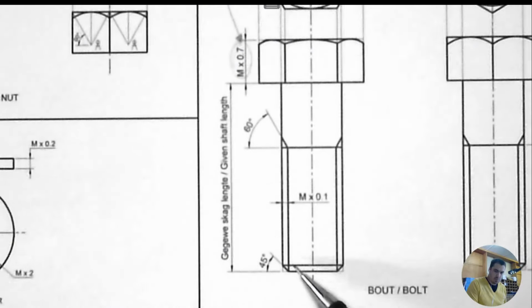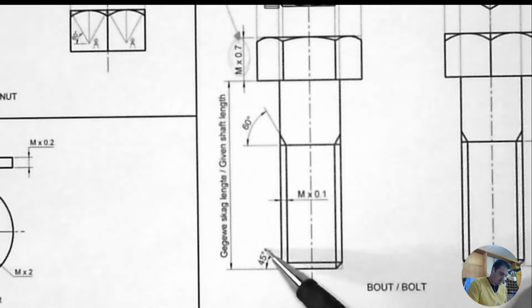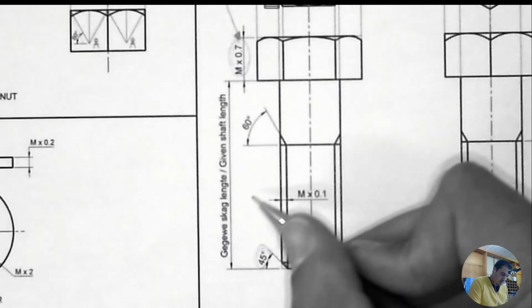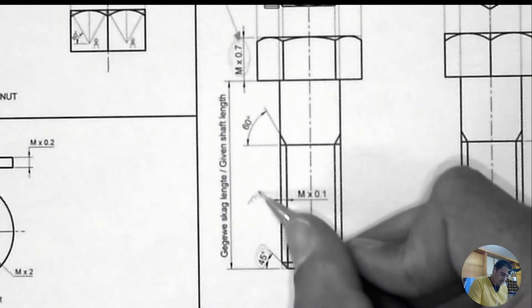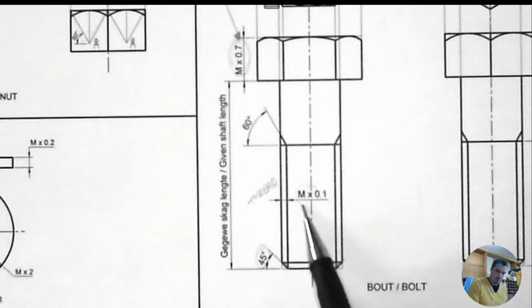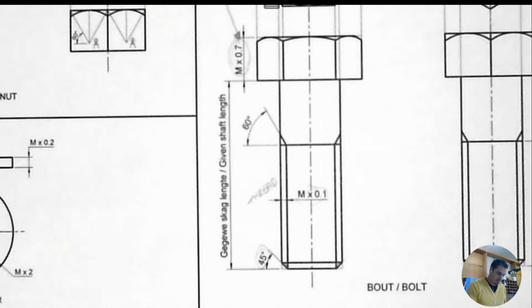Alright, having a look at the thread, all the way at the bottom you can see it's chamfered, or it stops on a 45-degree angle. The thread itself is M times 0.1. So just have a look at that. That's going to be quite important.